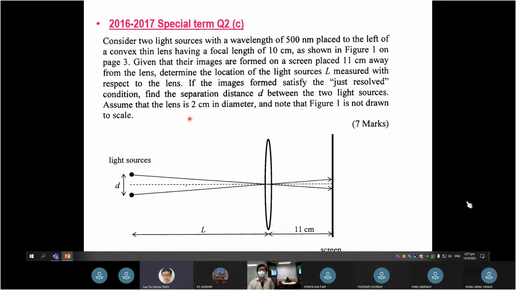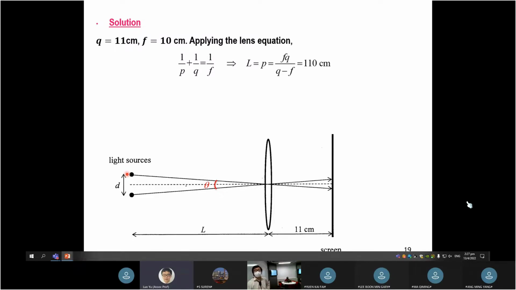So first use the image equation to find the object distance, then use the just-resolved condition to find theta, and then find the corresponding d. This is the idea. Of course, for the first one, given q and f, find p. I get my p equal to 110 centimeters, which is very easy.